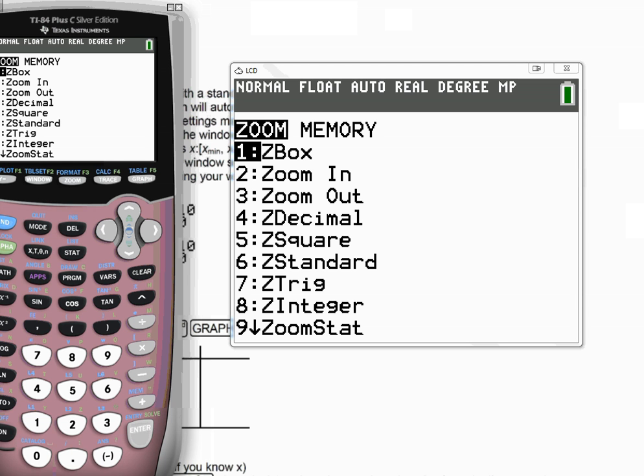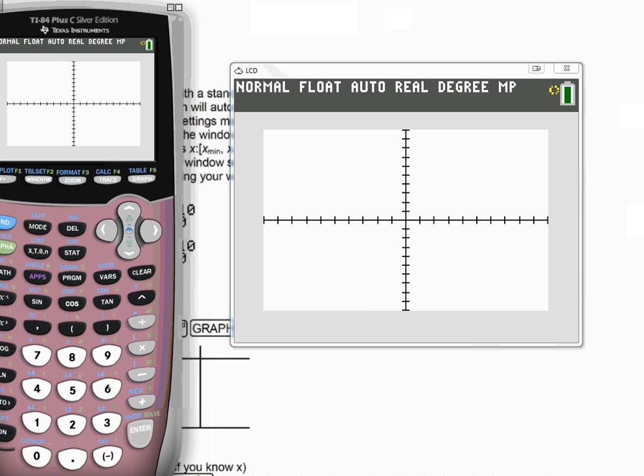So zoom standard is the negative 10 to 10. If you want to reset your window back to normal, we push number 6. That's the most important one. So if we go zoom 6, we're back to our original window, negative 10 to 10. You can see our y-intercept of negative 1 here. So zoom 6 resets everything.